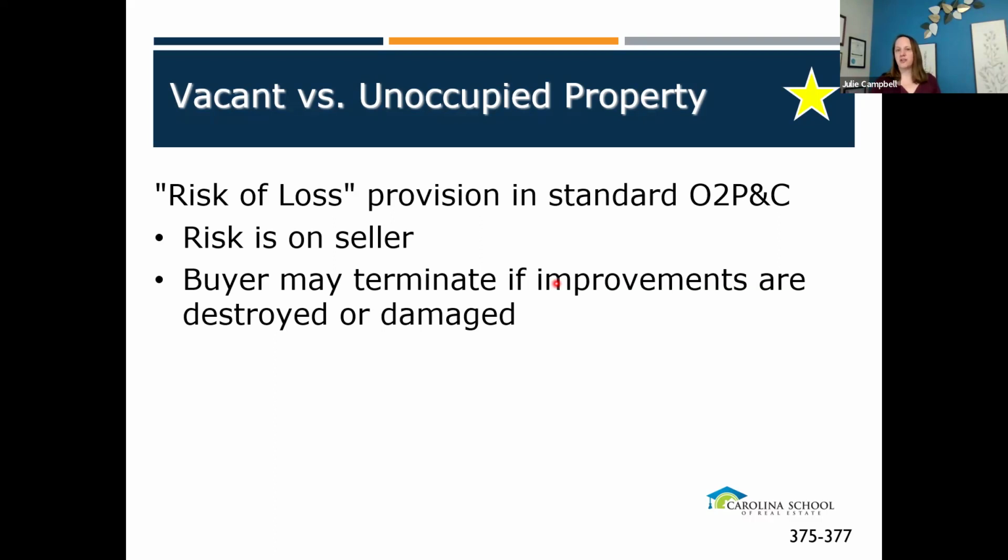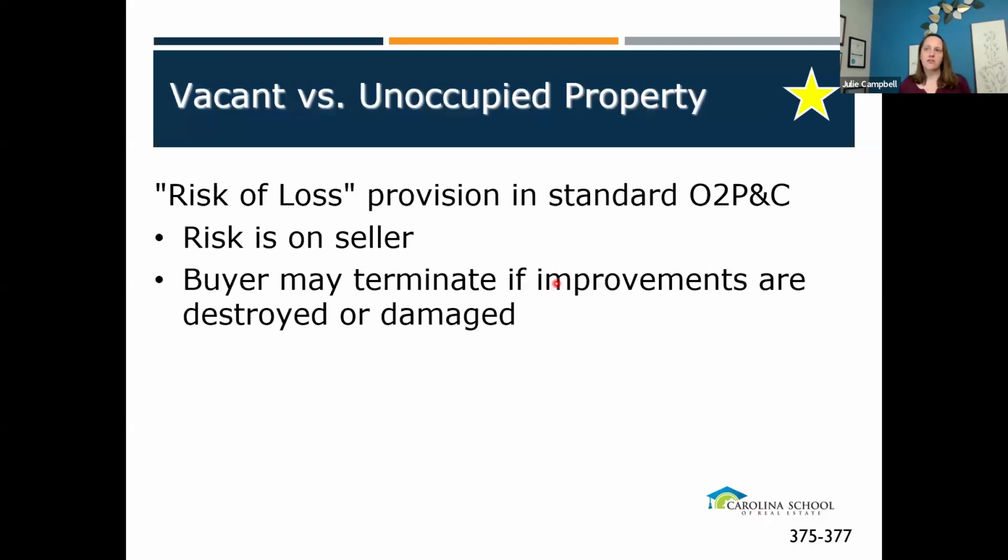The risk of loss provision in the offer to purchase and contract also covers, for example, the question, what happens if the house burns down when we're under contract? I mean, that's horrible to think about, but anything can happen, right? So what happens if we go under contract and the house burns down? Well, it's not over yet. The buyer has a choice. They can choose to terminate. If they terminate, they'll get their earnest money and their due diligence back per the offer to purchase and contract. If they don't terminate, they go on to closing, they get the property and the seller's proceeds from the insurance company to rebuild.